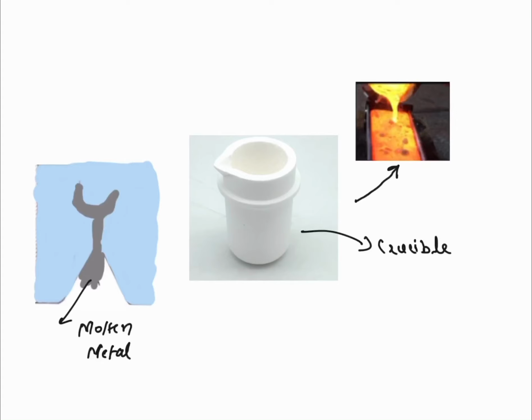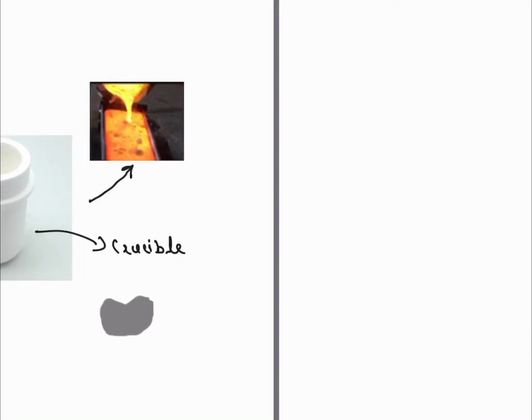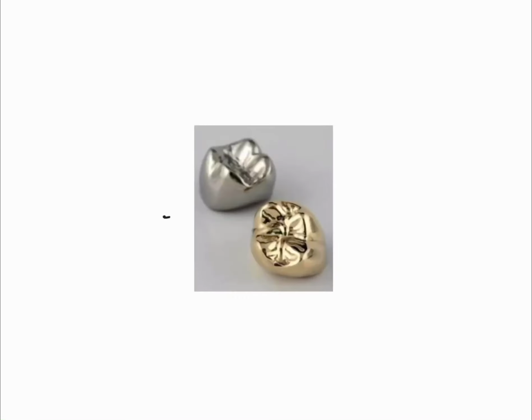Now we will remove the casted metal from the investment and we will have a whole area attached to a sprue. So this is our crown with the sprue. Now we will cut the sprue portion. So in this way we will get the final crown. So a final crown structure will look like this after sandblasting as well as finishing and polishing.